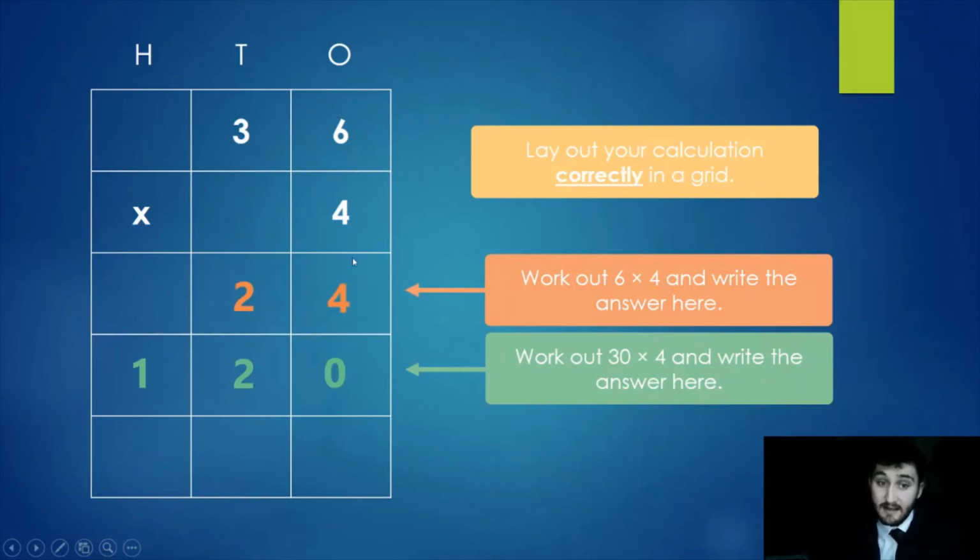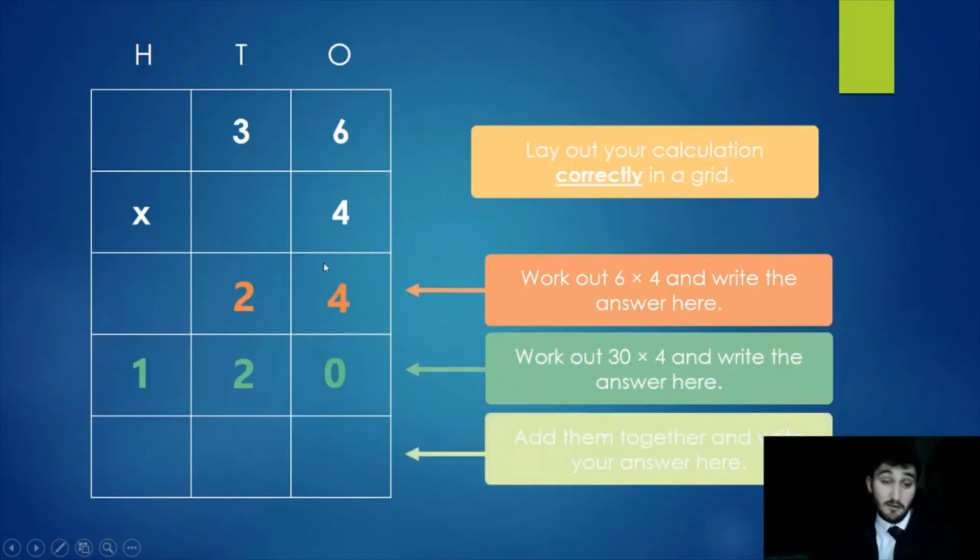To get our answer, we then need to add these two up, just like we did in our grid method. So just like a column addition, 4 ones add 0 ones equals 4. 2 tens add 2 tens is 4 tens. And then finally, nice and easy, hundreds, we've got 0 hundreds, add 100 is 100. So my correct answer, 36 multiplied by 4, is 144.